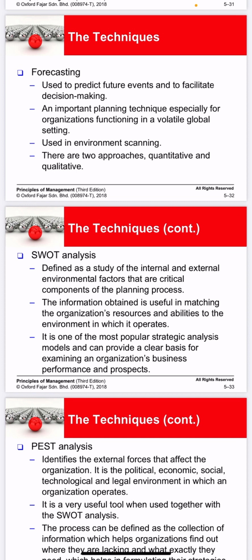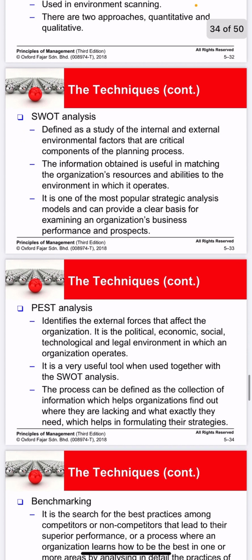SWOT is defined as a study of internal and external environment factors that are critical components of the planning process, in which strengths and weaknesses are the internal environment, while opportunities and threats are the external environment factors. Okay, and we can also use PEST analysis.